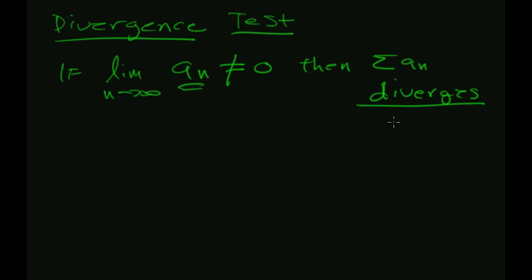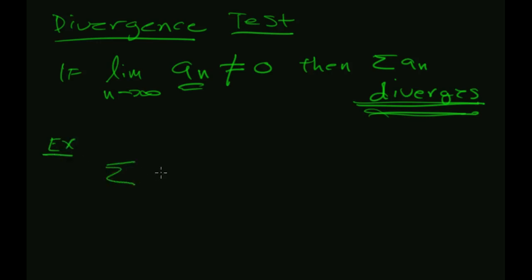Now, this is only a test for divergence. It will not get me convergence. There is no converse to this. It's not that if the limit goes to 0, then it converges. That's not true. But if the limit does not go to 0, then we know that the series diverges. So let's work a couple of examples here.